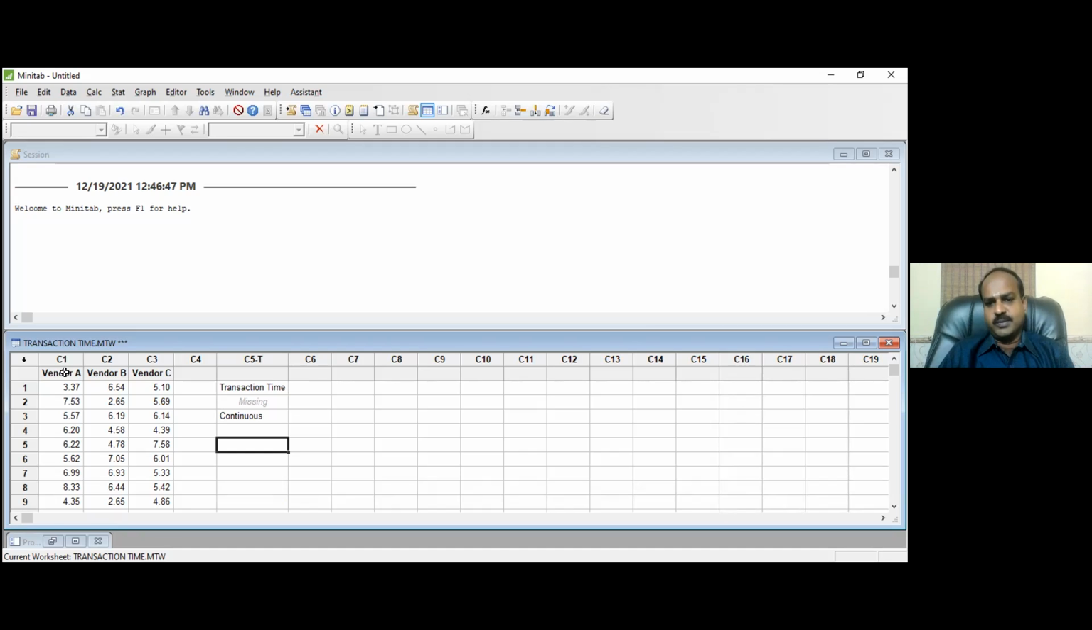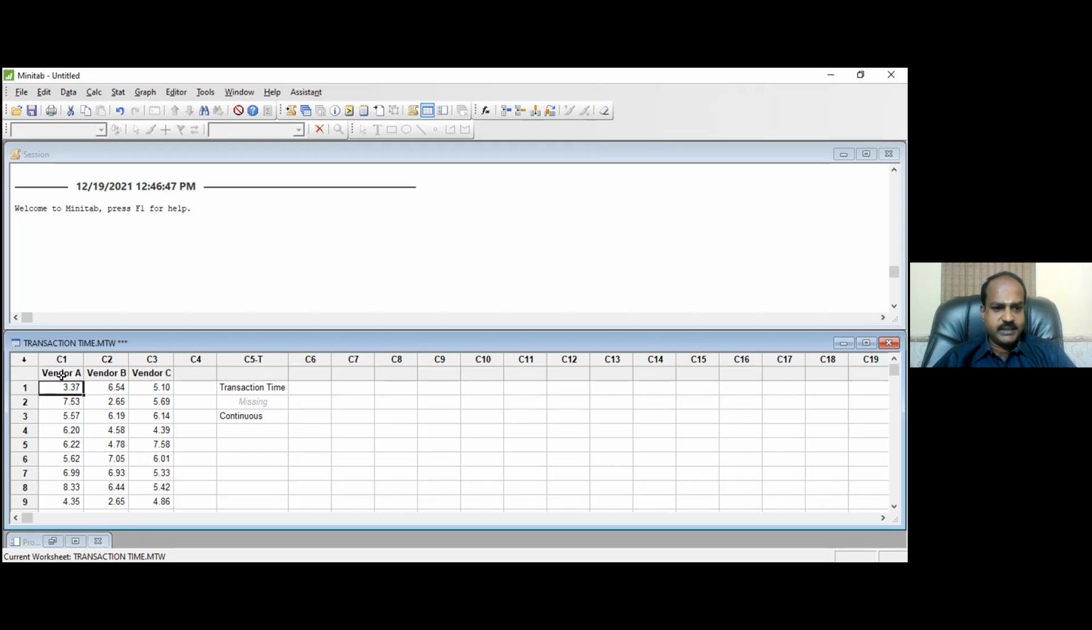Now what is the study we are doing? Your boss wants to understand which particular vendor is performing distinctly better than the other vendors. It can be A, it can be B, it can be C. Vendor A has been working with you for several years, B also, and C also. But from next month onwards, you are going to work with only one vendor.